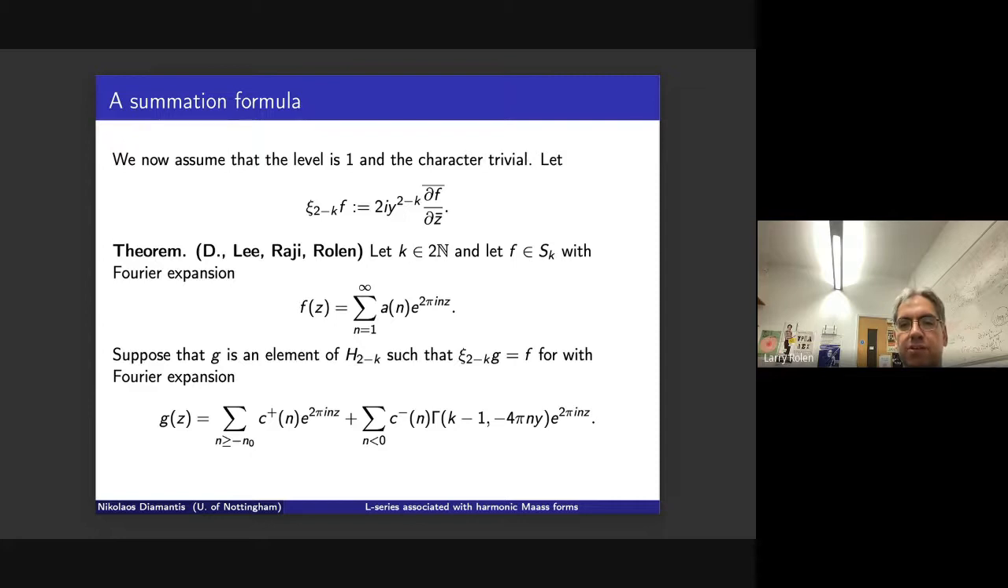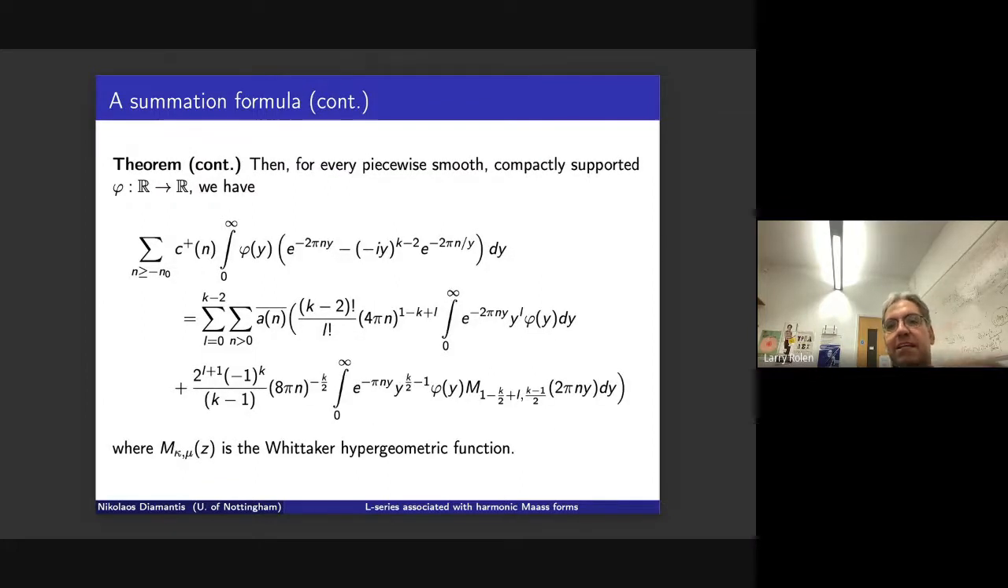What is mysterious, and that's where the arithmetic information is contained, is the c plus, the Fourier coefficients of the holomorphic part. And that's what we would like to know in reality. How can we know? Ideally, we would like a formula of the type c plus of n is equal to square root of a of n or something like that. But of course, these things are silly. But what we can get is a summation formula. We can say that for every piecewise smooth, compactly supported phi from R to R, we have this trace summation formula, whatever you want to call it.